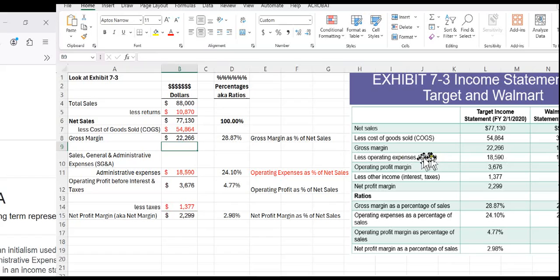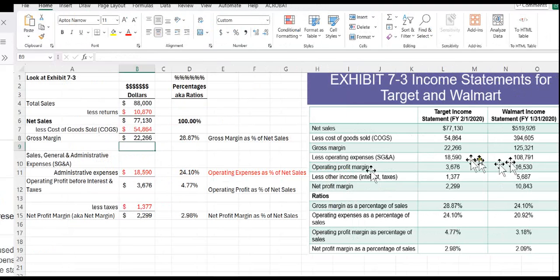Then we've got operating expenses. That's called sales, general and administrative expenses, or SG&A. Those are expenses. We're spending money on sales people, on pencils, things like that. Let's call it administrative expenses to make it easy. So that means we've got an expense of 18,590. So I've typed that in, see, 18590.